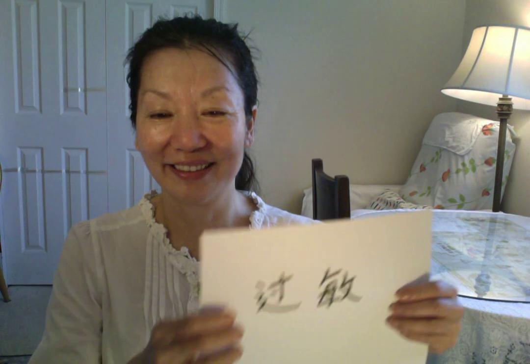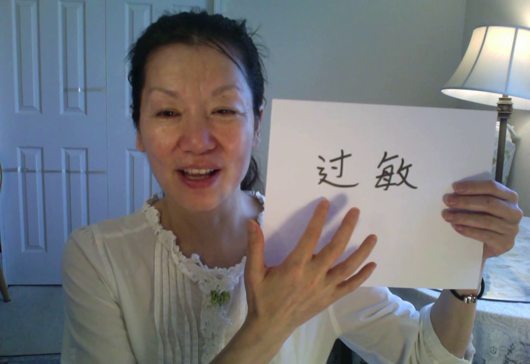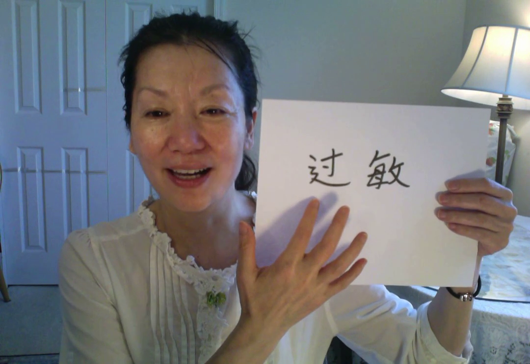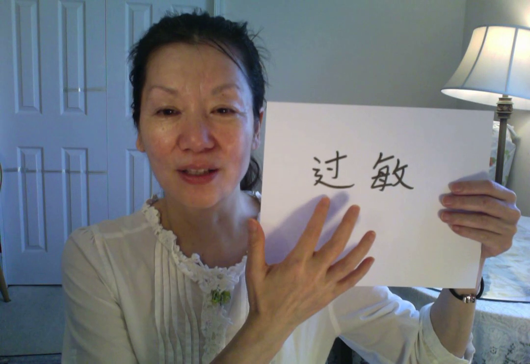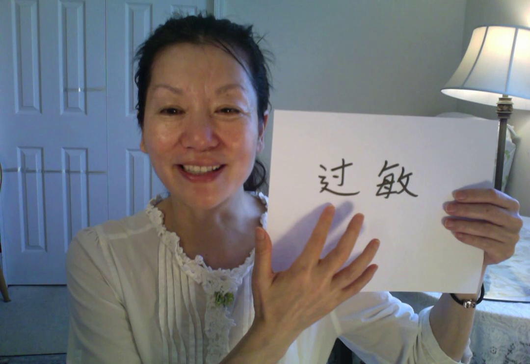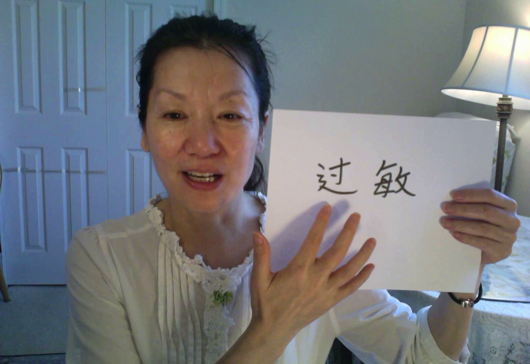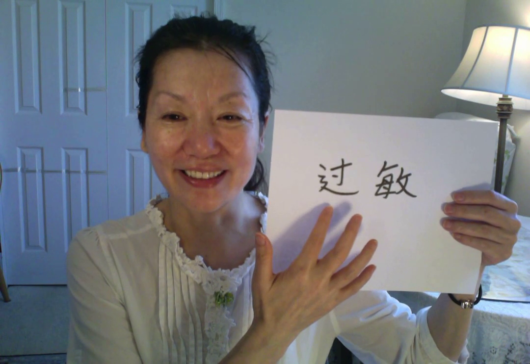Okay, let's start here. Guo, you know that character, right? Guo by itself means past tense, when we talk about time. For location, guo means cross: guo ma lu, ma lu is street or road, to cross the street. For a special day, guo means celebrate: guo sheng ri, very familiar, you know this. Guo nian, celebrate Chinese New Year.